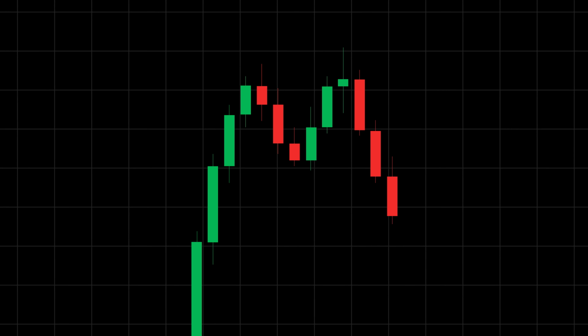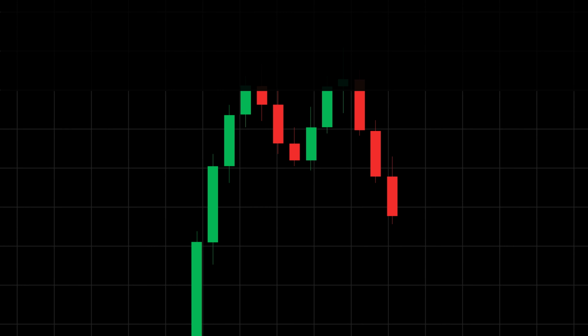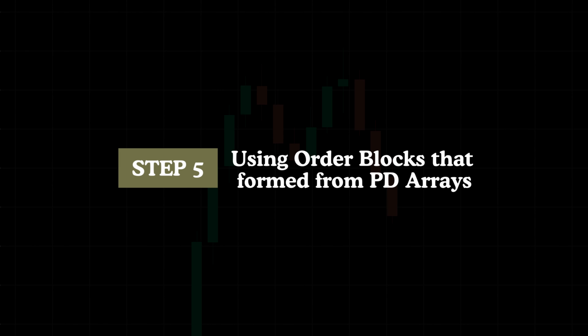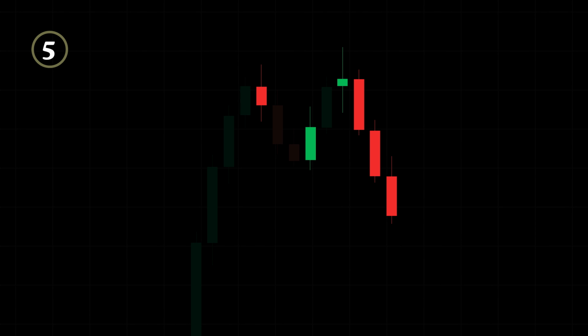So now, moving on to the next step, we have another key piece of criteria for identifying high probability order blocks. Only use order blocks that are formed from a previous PD array. Here's a fresh chart example, and the first thing to notice is that the market has performed a liquidity sweep from the prior swing high.